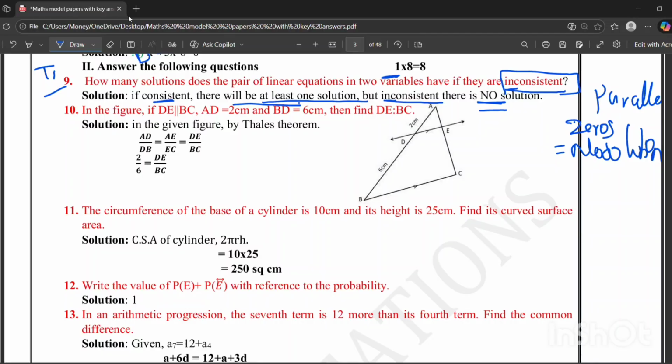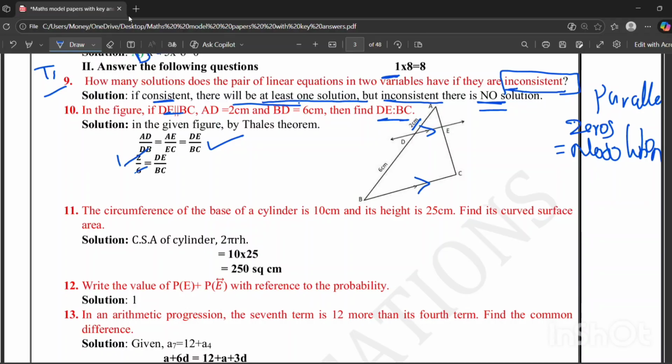Next, this is given on the Thales theorem: DE is parallel to BC. AD equals 2 centimeter and BD equals 6 centimeter. We have to find the ratio of DE and BC. We know Thales theorem, that is AD by DB equals AE by AC. DE by BC, we know AD by DB, AD equals 2 and DB equals 6.